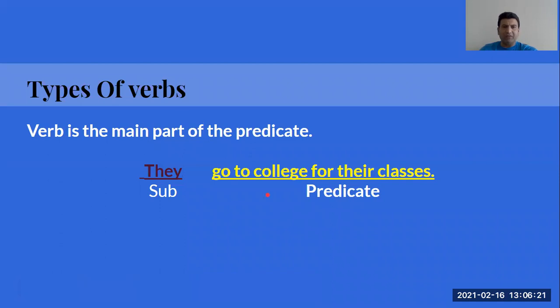Okay, now we have types of verbs. And as far as the verb is concerned, verb is a main part of the predicate. If we dissect this sentence, they go to college for their classes, into two parts. The first part, they, is a subject, and all the rest of the sentence is called predicate. And go is actually the main or the center part of the predicate, or it is heading this whole predicate.